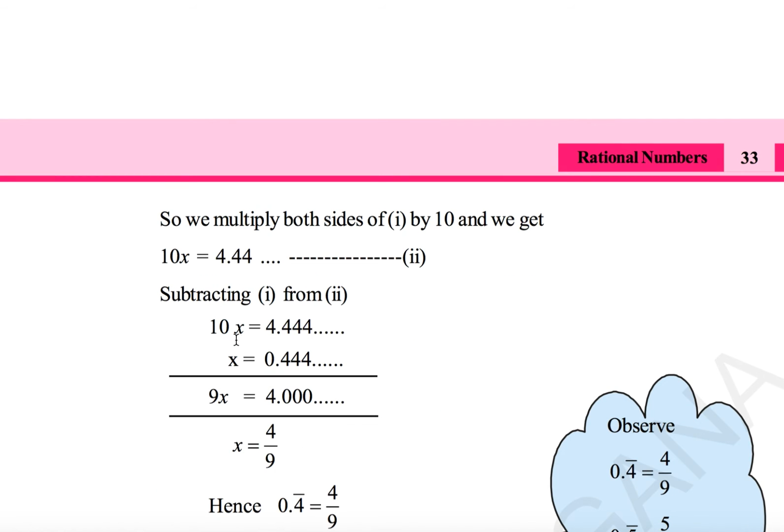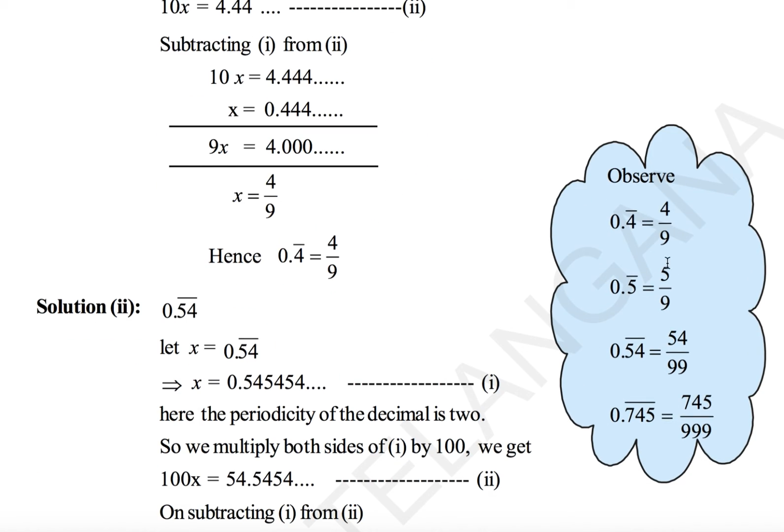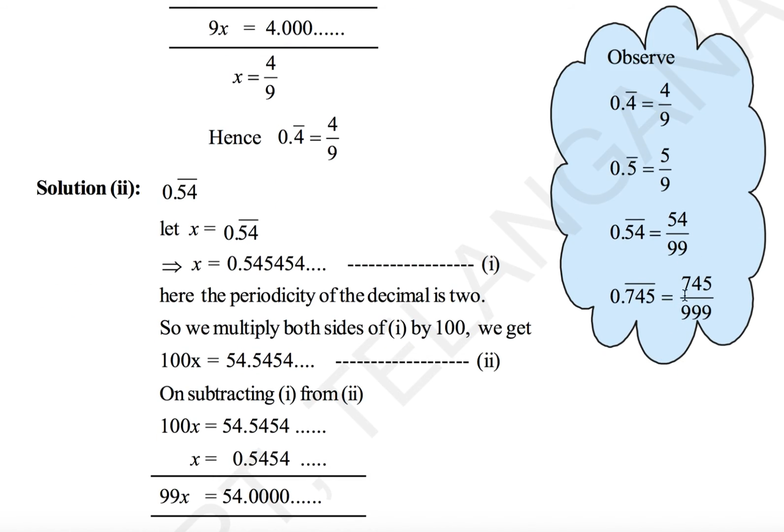So, now subtract x from 10x. You will not get any decimal part. Okay, so x equals 4 by 9. So what do you observe? 0.4 bar is 4 by 9, 0.5 bar is 5 by 9, 0.54 bar is 54 by 99, 0.745 bar is 745 by 999. That is what you will get.